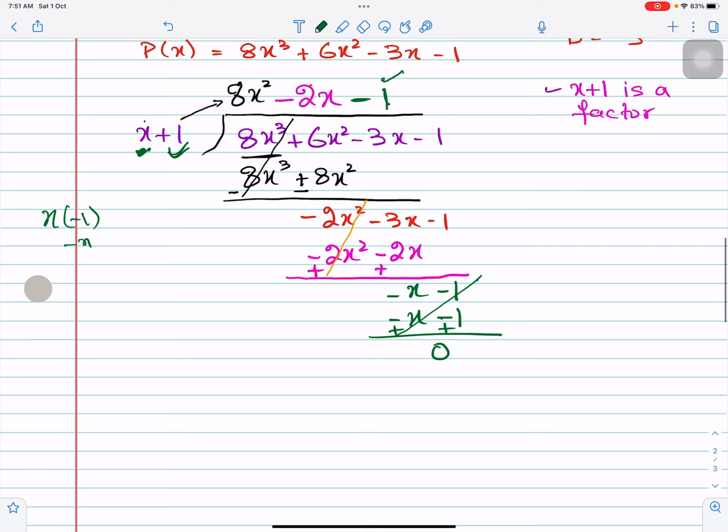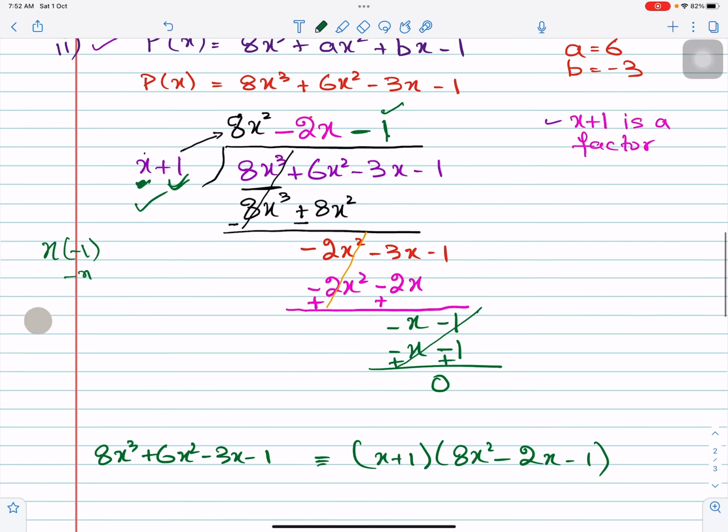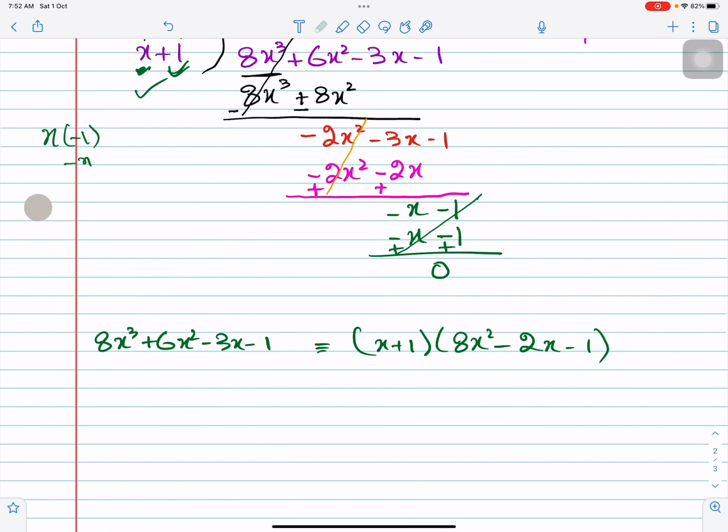So what are the factors you are getting of the polynomial? I'm just writing quickly here. Your polynomial was 8x cube plus 6x square minus 3x minus 1. And your one factor was x plus 1, which was your divisor here. It was given in the question. And the second one we are getting after the long division is 8x square minus 2x minus 1. And now you have to factorize it. You will not leave it like this. You have to factorize this part.